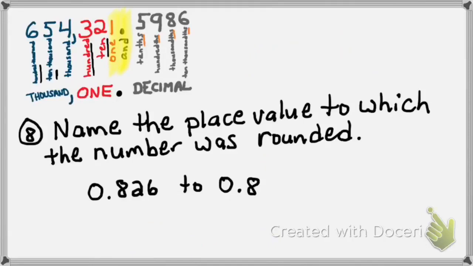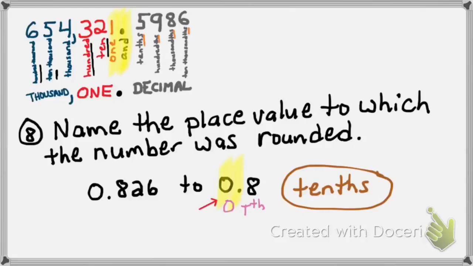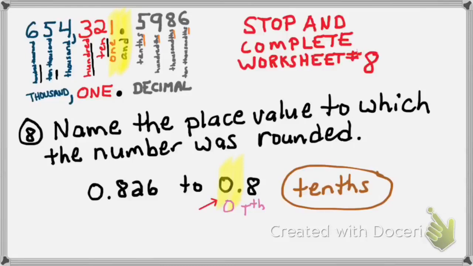And number 8 says name the place value to which the number was rounded. I started with 0.826 and then they rounded it to 0.8. So this is the number they rounded to. I need to know the place value of the last digit in that number. Once again, highlight the ones column and decimal column. Label O for ones. The place after ones instead of tens is tenths. And this is the last digit, so this number was rounded to the tenths column. Please stop the video and complete worksheet number 8 right now.